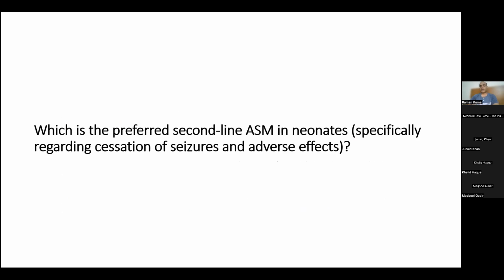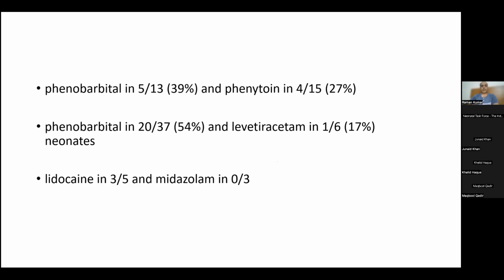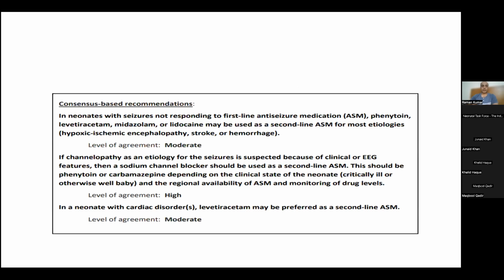What is the preferred second-line ASM regarding cessation of seizures and adverse effects? So 43 studies were found. There were 3 RCTs, 22 were shortlisted, and for phenobarb versus phenytoin, not much of a difference. Phenobarb and levetiracetam differed in terms of percentage, but statistically there was no difference between levetiracetam and phenobarb as a second line. Lidocaine and midazolam were also compared, and statistically there was no difference between the two.